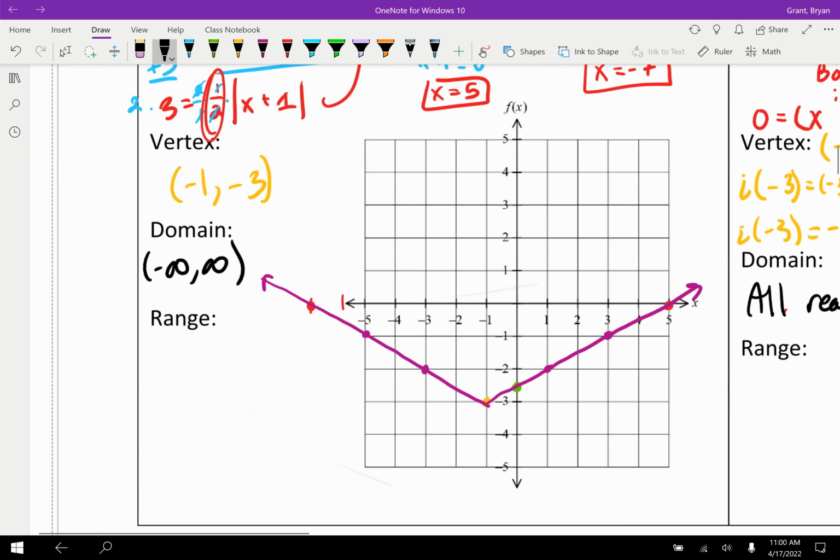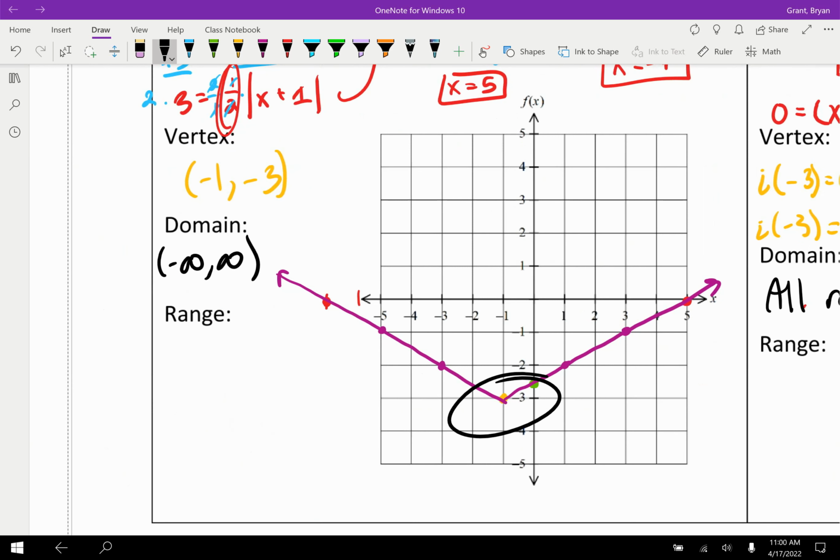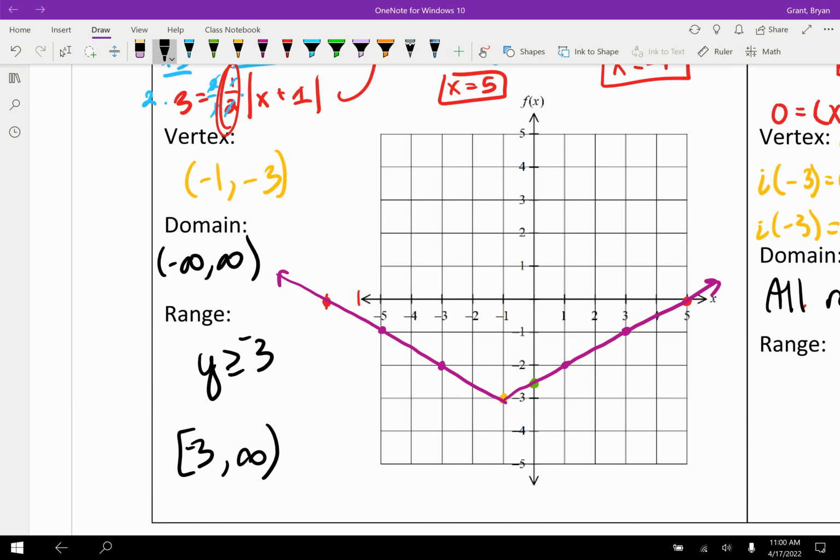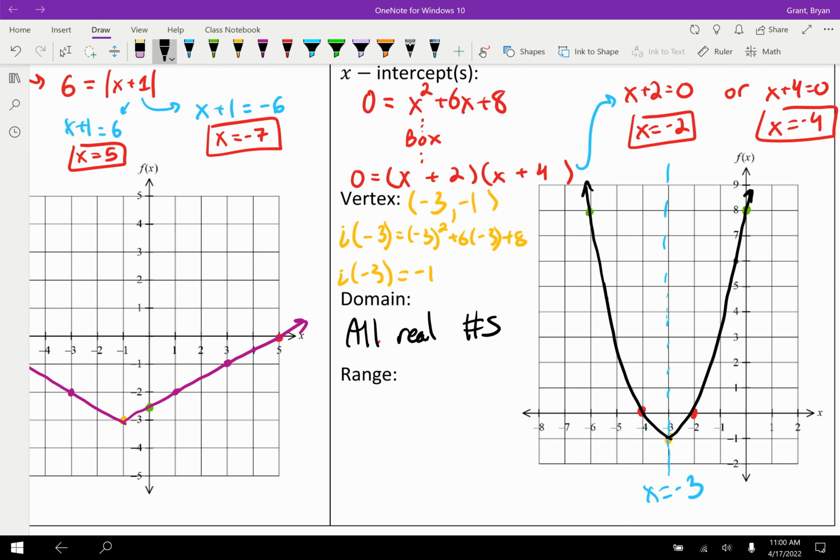The last two. The lowest it gets is negative 3, and it goes up forever, so we could either say y is greater than or equal to negative 3, or we go from negative 3 up to infinity. And last but not least, this one over here, the lowest it gets is negative 1, so either of these will work.